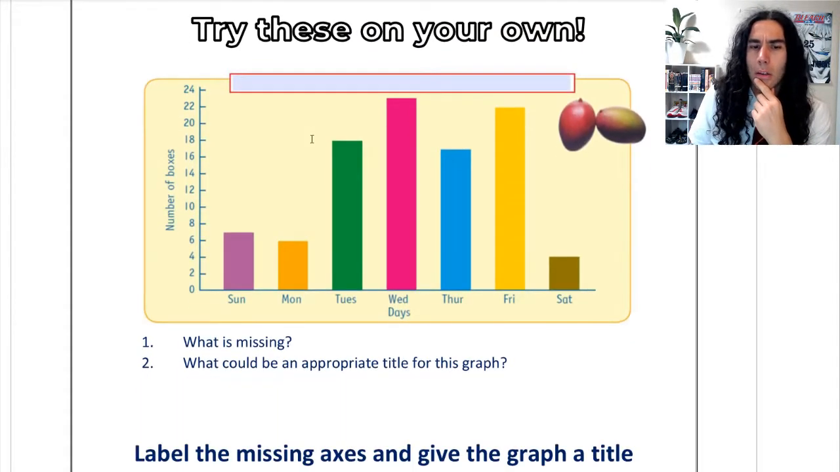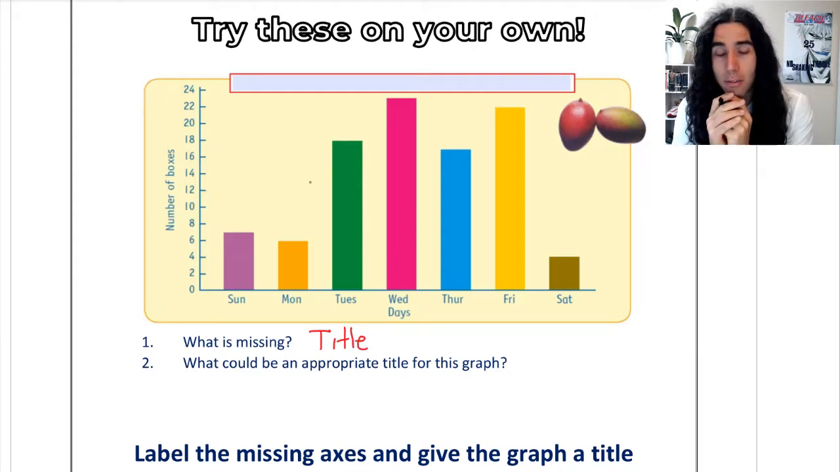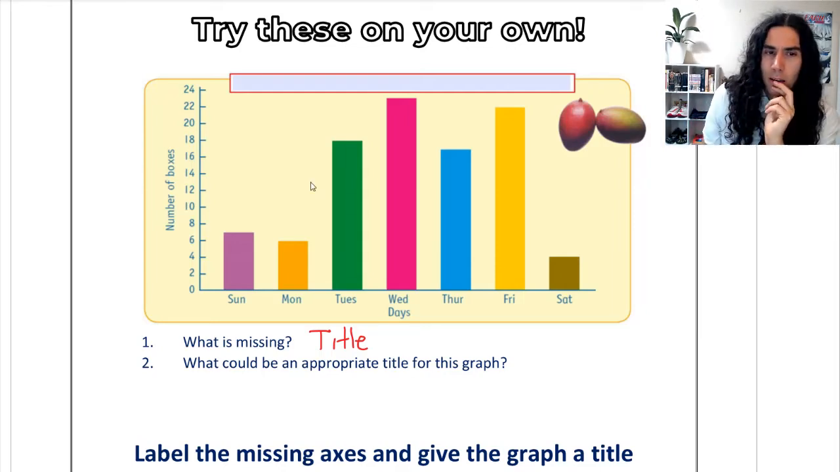Try these. So, what is missing? It doesn't have a title. All right. What could be an appropriate title? We should know more than just a graph. But it looks like we've got days of the week and boxes, something about boxes per days of the week, but that's all we can say.